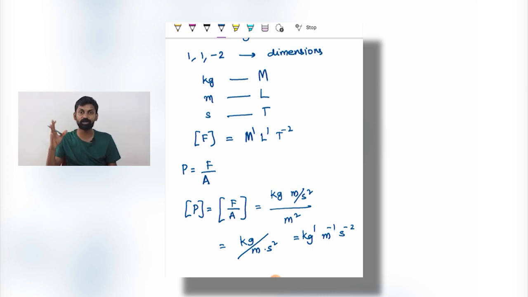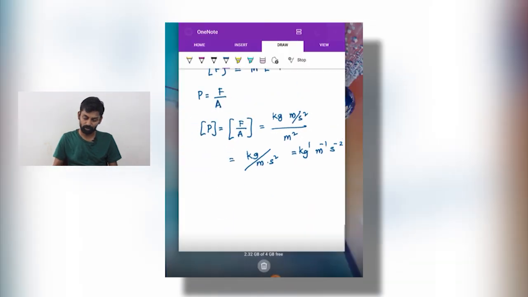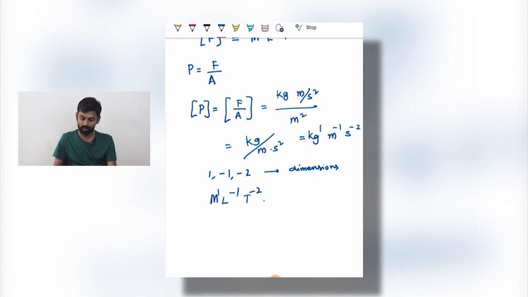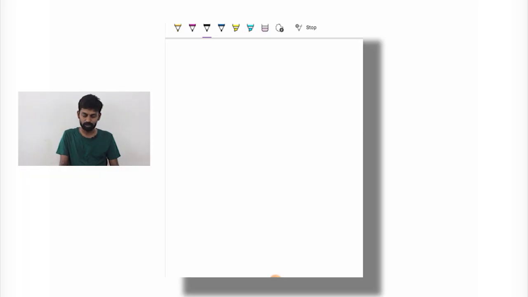So this 1, minus 1 and minus 2 are the dimensions of pressure, whereas M power 1, L power minus 1, T power minus 2 is the dimensional formula of pressure. So this is about dimensions and dimensional formula. Now we will move on to our next topic, applications of units and dimensions.